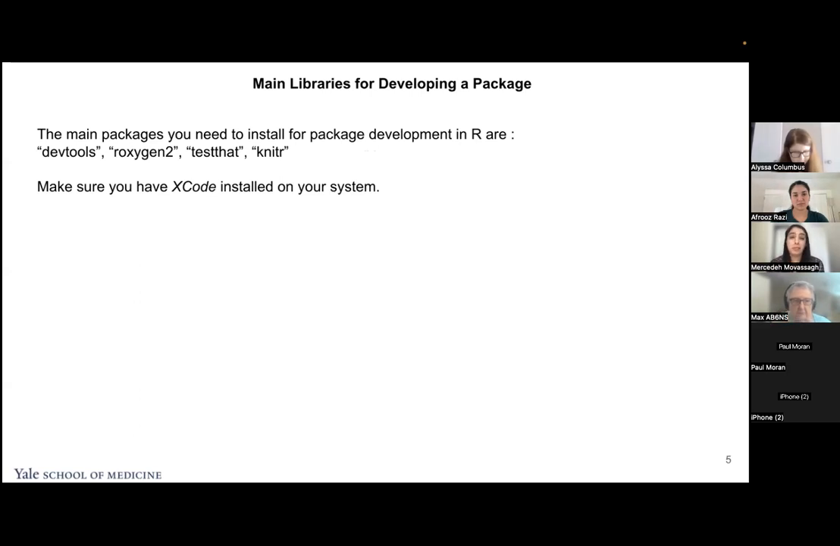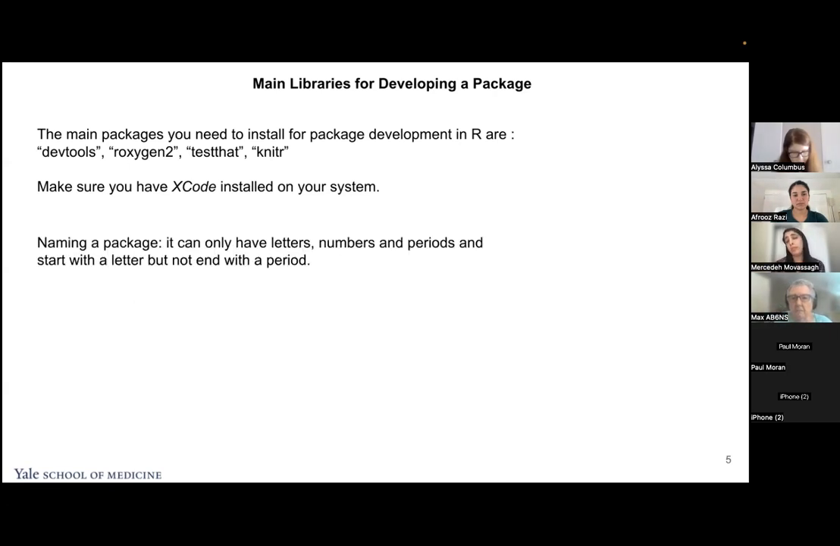So what are the basics for you to be able to make an R package? A basic R package is pretty simple to make. You basically need 4 libraries: devtools, roxygen, testthat, and knitr. testthat and knitr are basically for code formatting and testing your data, and devtools and roxygen help with package development. It's quite simple. Make sure if you're using a Mac, you have Xcode installed. If you're naming a package, it can only have letters, numbers, periods. It can start with a letter, but it shouldn't end with a period.